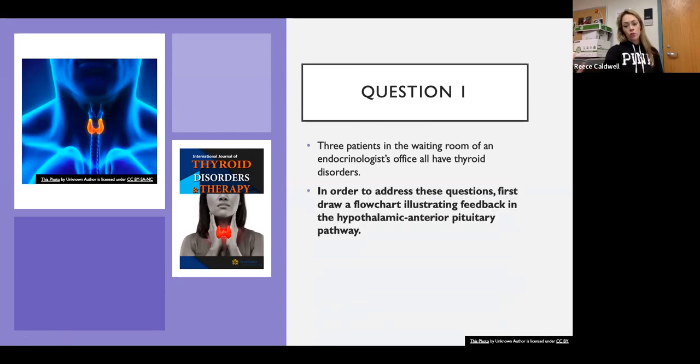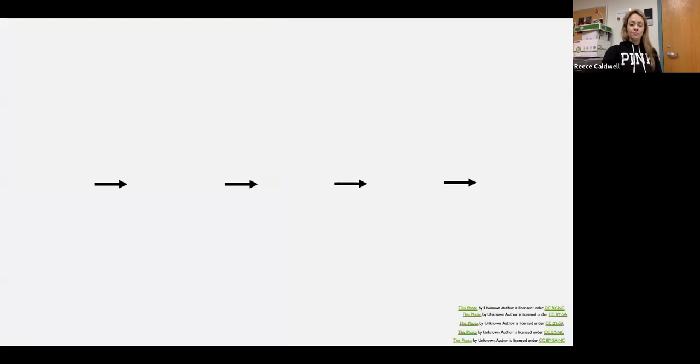In order to address the following questions throughout this discussion, we're first going to draw a flow chart illustrating the hypothalamic anterior pituitary pathway. So we're first just going to figure out the basics on how this pathway works, how we send hormones to different regions, and how we release hormones from specific endocrine glands. In this illustration, we're going to include some organs and also hormones involved. So let's begin. This will be under that first area on that first question on the discussion worksheet.